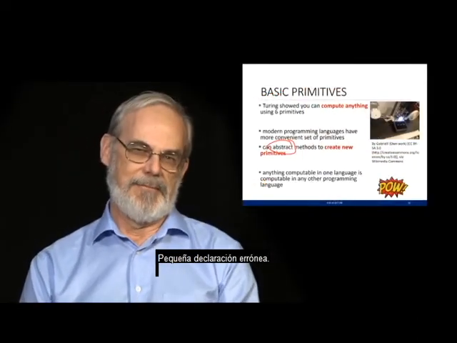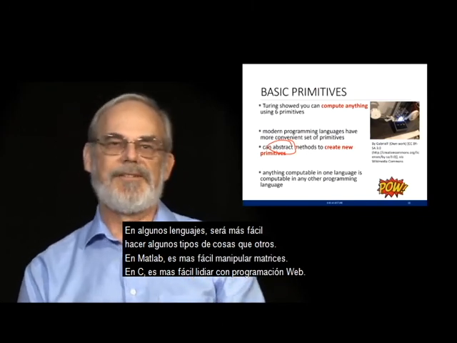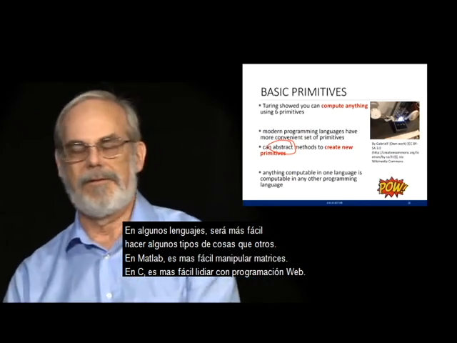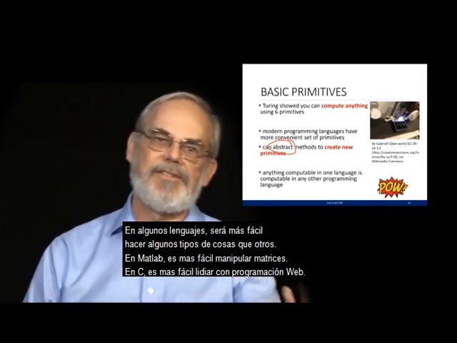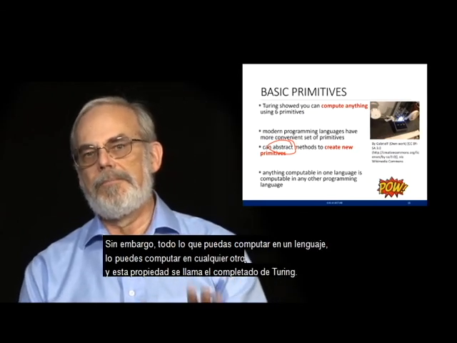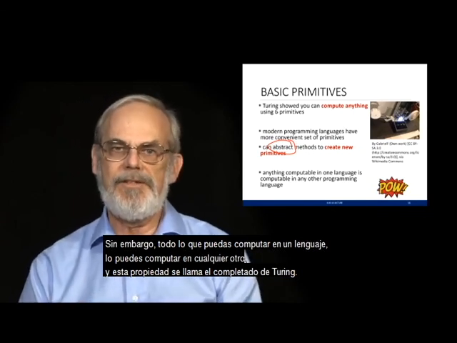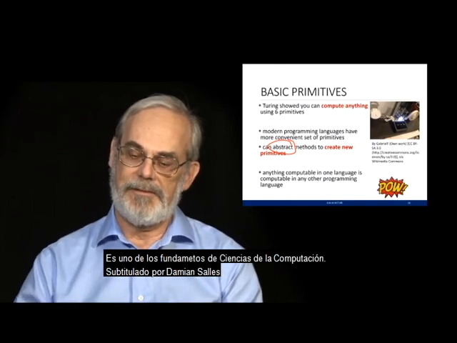Okay, slight misstatement. Some are going to be easier. Let me rephrase that. In some languages, it's going to be easier to do some kinds of things than others. In MATLAB, it's easier to manipulate matrices. In C, it's easier to deal with web programming. But nonetheless, anything you can compute in one language, you can compute in any other language. And this is a property called Turing complete. That's one of the fundamentals of computer science.